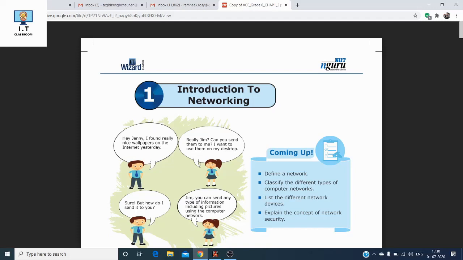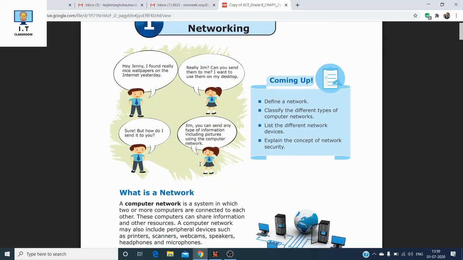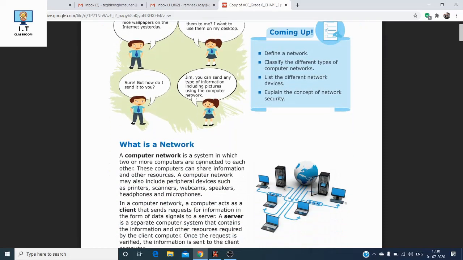A computer network is a system in which two or more computers are connected to each other, and these computers can share information and other resources. A computer network may also include peripheral devices such as printers, scanners, webcams, speakers, headphones, and microphones. Do you know how we can interconnect these computers? We can interconnect them with the help of networking cables, because networking cables are required for the interconnection.